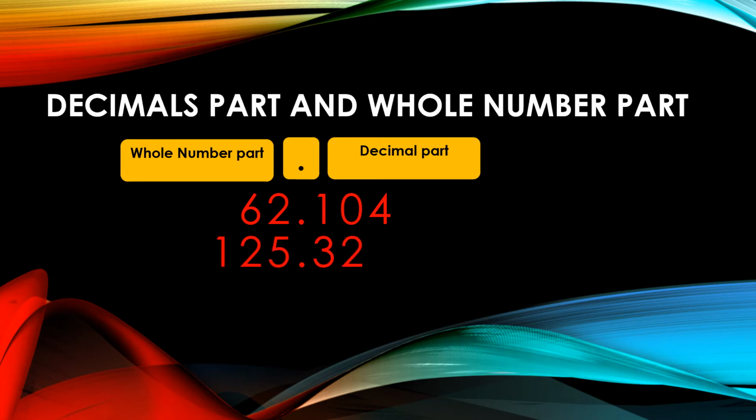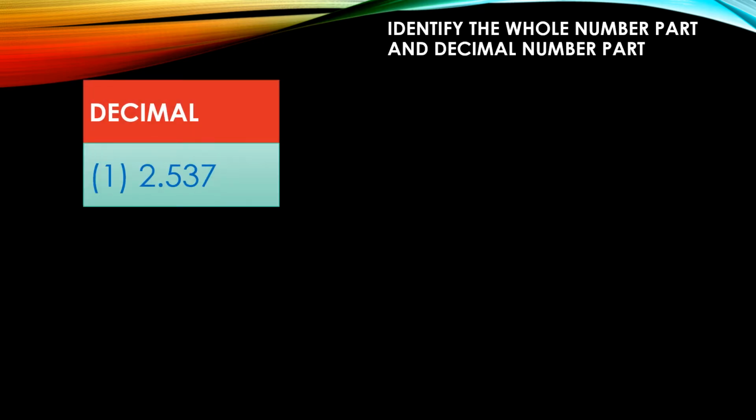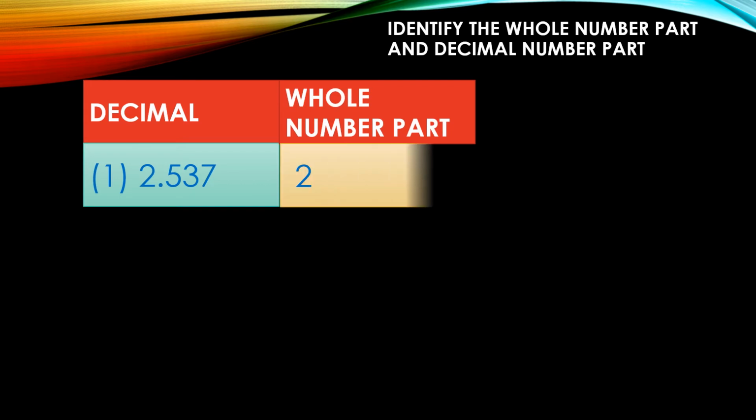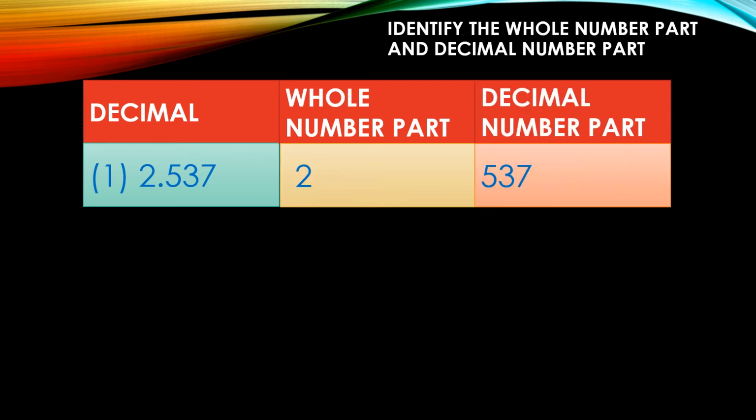Let's take one more example, 125.32. In this number, 125 is the whole number part and 32 is the decimal part. Let's take one more example, 2.537. In this number, 2 is the whole number part and 537 is the decimal part. Let us solve some examples. Identify the whole number part and decimal number part. Question number 1, 2.537. The whole number part is 2 and the decimal number part is 537.